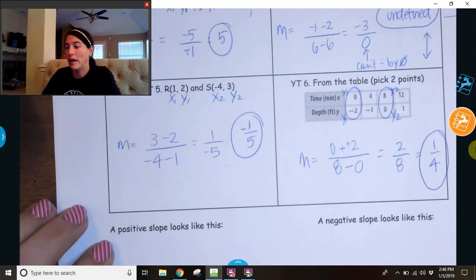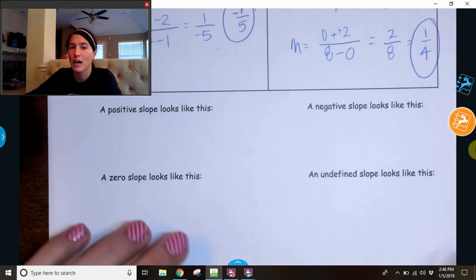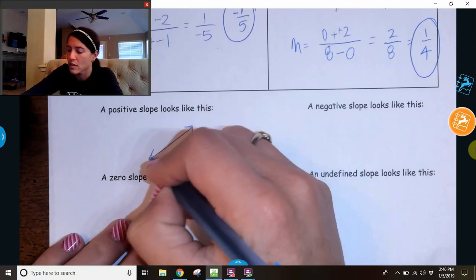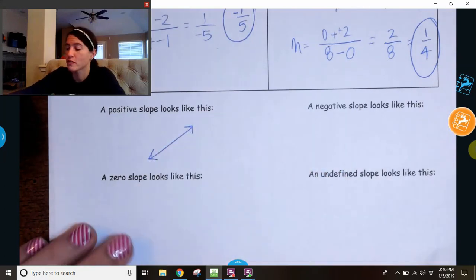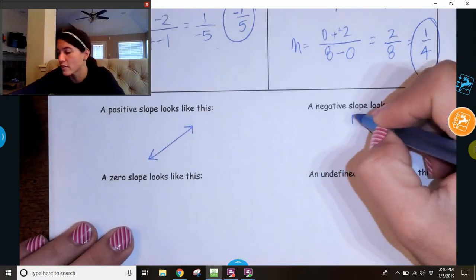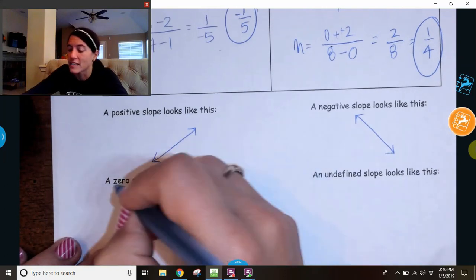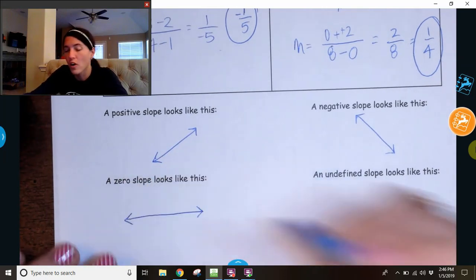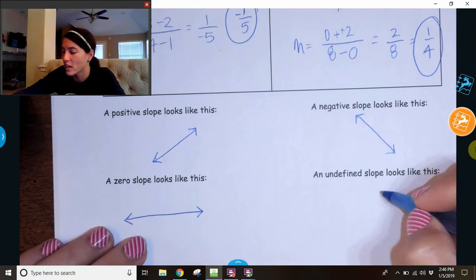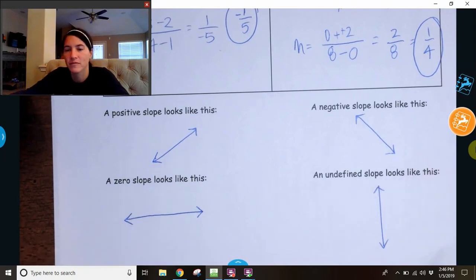All right, so down at the bottom, we just have a little bit of a review. A positive slope looks like this, a line going up in a positive direction, uphill. A negative slope is going downhill. A 0 slope is straight across. Ooh, that's not very straight. And an undefined slope is up and down.